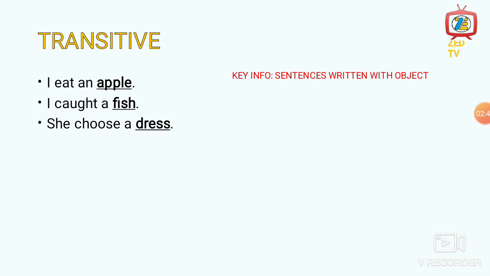Next, we also have transitive verb. By definition, transitive verb is a verb that accepts one or more object, whether it is direct or indirect object. A transitive verb is written in full sentence pattern, that is S, V and O, which means it has both subject and object in the sentence. For example, I eat an apple, I caught a fish, she chooses a dress. Right, so the key info here is that transitive verbs, or transitive sentences, are written with object, it has the object as well as the subject.